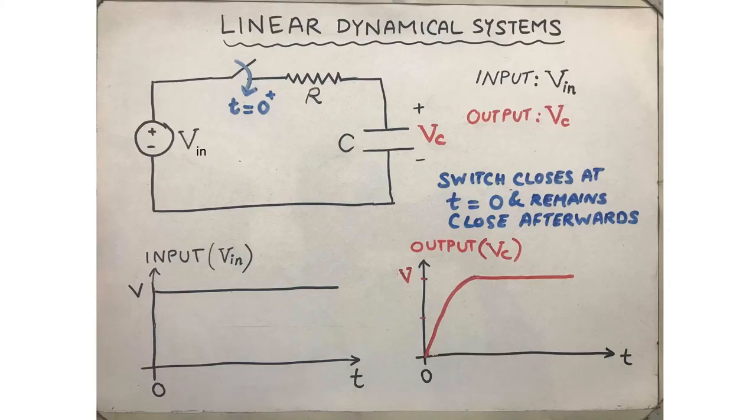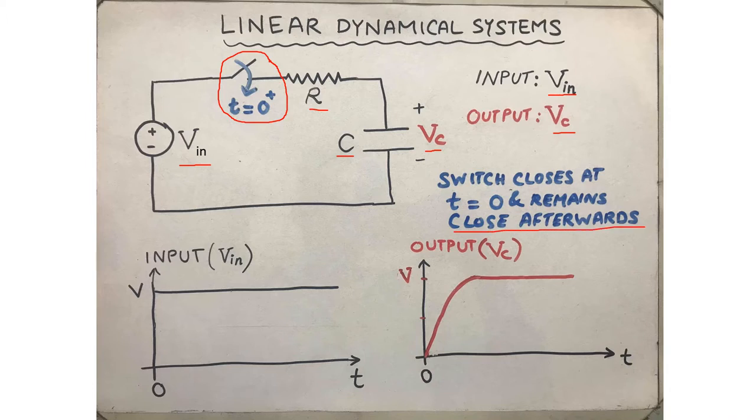Let us start with an example of a simple series RC circuit. It contains a resistance R connected in series with a capacitor C. The input to the circuit is a voltage source Vin, and the output is taken as the voltage across the capacitor, that is Vc. There's also a switch in the circuit which closes at time t equals 0. That's when the analysis begins, and the switch remains closed afterwards.